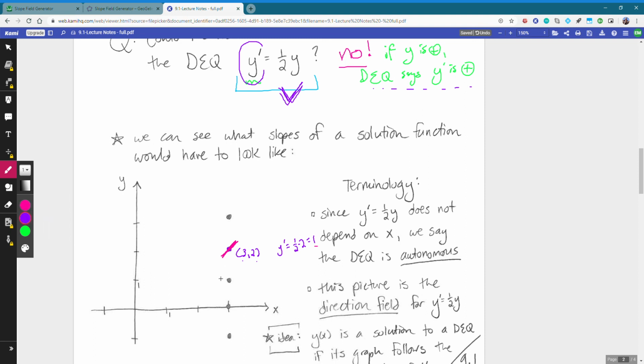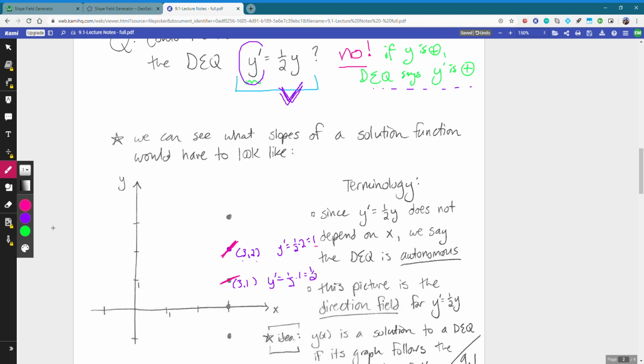Down here, we have the point 3, 1. What would the slope have to be there? Well, from the differential equation, the slope would have to be 1/2 times 1, which is 1/2. And so we can draw a little chunk of a tangent line here, and we can try and represent the slope of 1/2 just roughly by making this tangent line just a little bit more mellow than the one above it with slope 1. There we go. That looks reasonable.